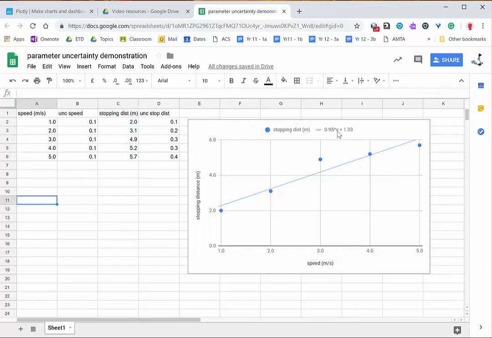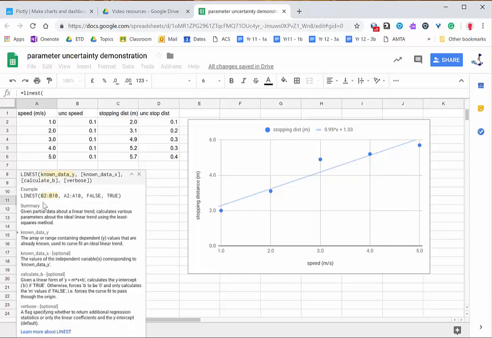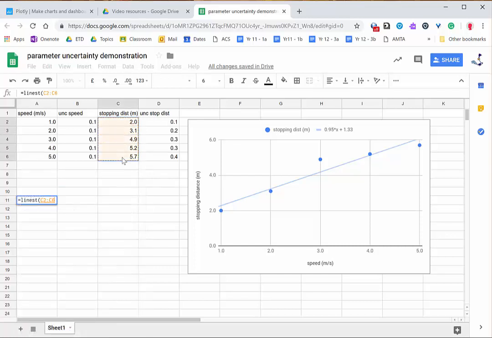The analysis here gives you a slope and y-intercept, but it doesn't give you how certain you are or what the uncertainty is about those two variables. So for that we use a particular function called LINEST. In some empty cell, say below your data, we can say equals LINEST, which is a function there, and it'll give you some hints. So in this first part here, we put in our known y data. Our y data is the stopping distance, so I'm just going to highlight the stopping distance without the title.